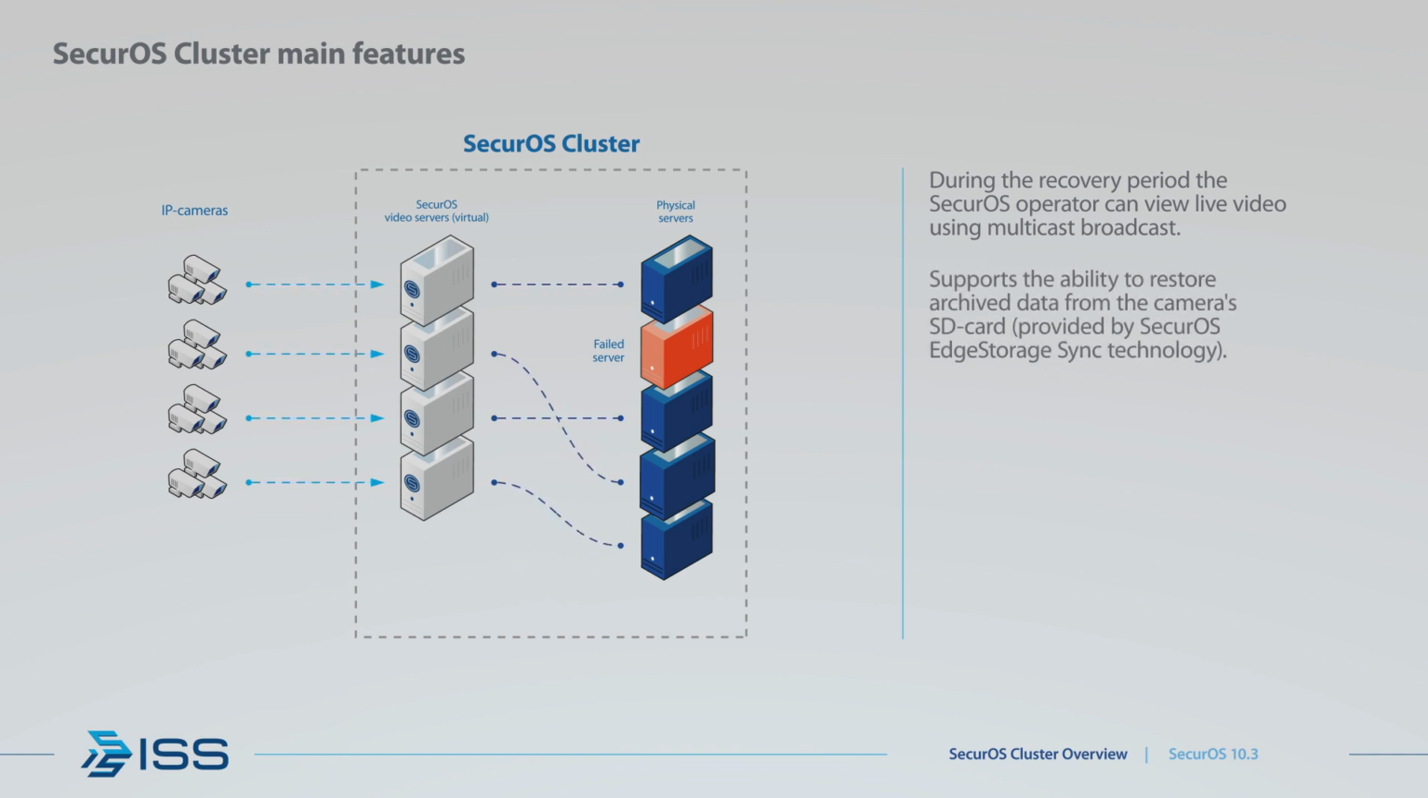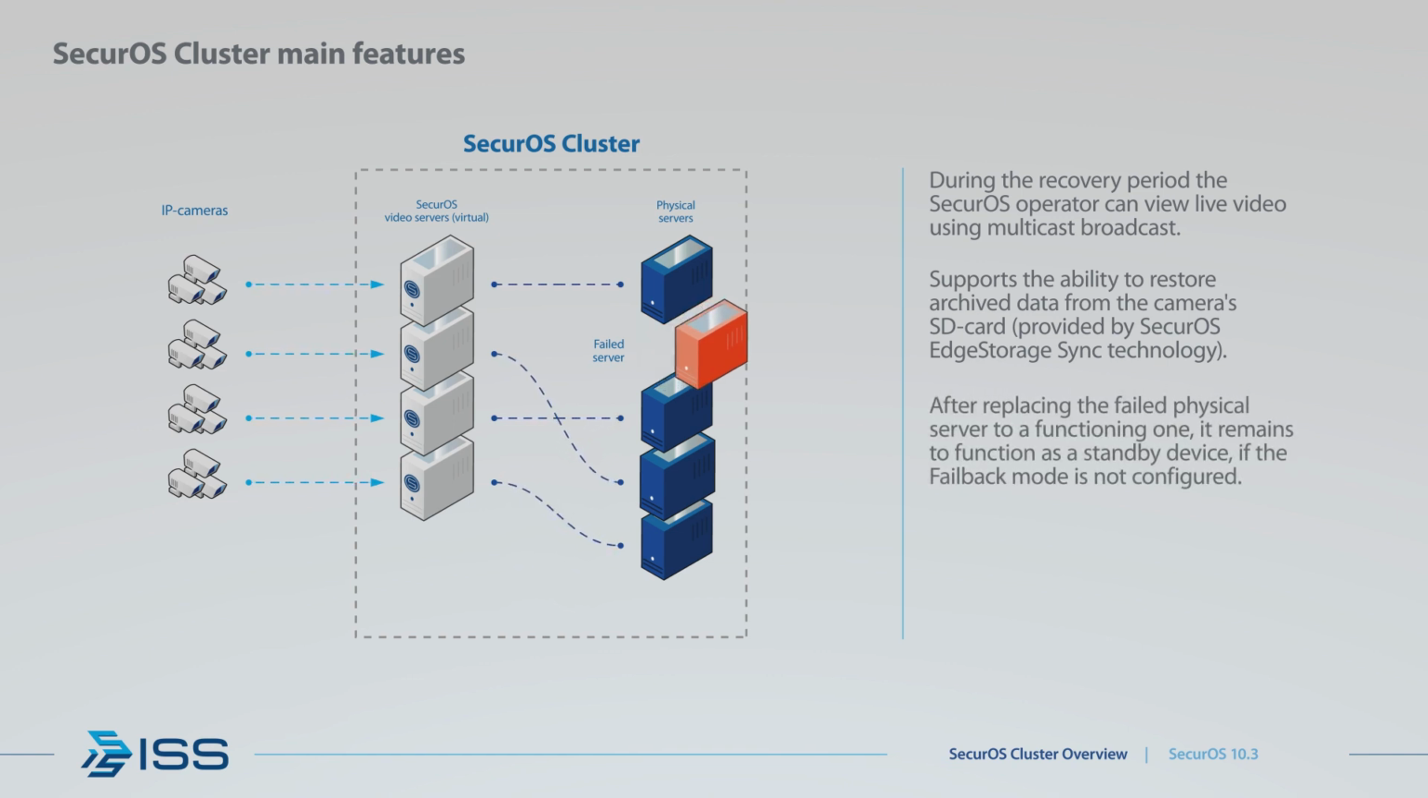Supports the ability to restore archive data from the camera's SD card. After the failed physical server is replaced with a functioning one, it remains as a standby device if the failback mode is not configured.